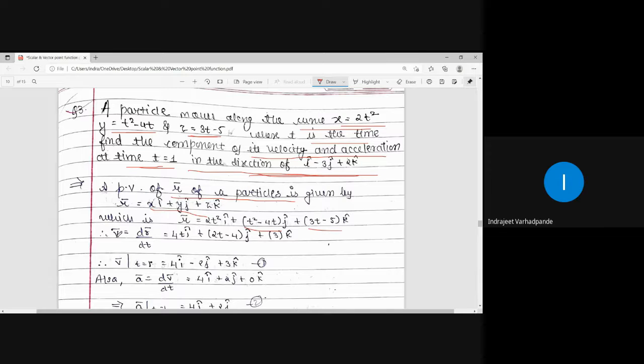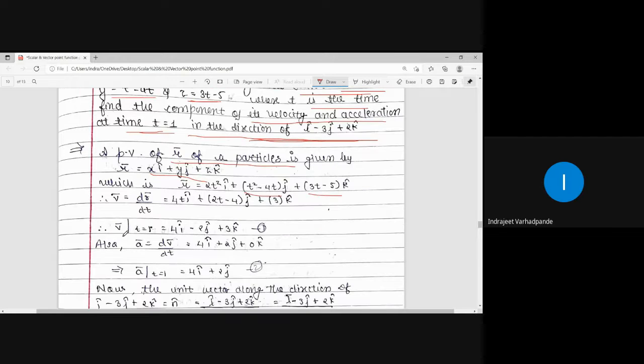What is velocity v bar? Velocity v bar is dr bar by dt. So that is given to you as 4t into i plus 2t minus 4 into j plus 3 into k. But all these components of velocity and acceleration are to be calculated at t is equal to 1. So I will be putting value for t is equal to 1. What is it? It is 4i minus 2j plus 3k.